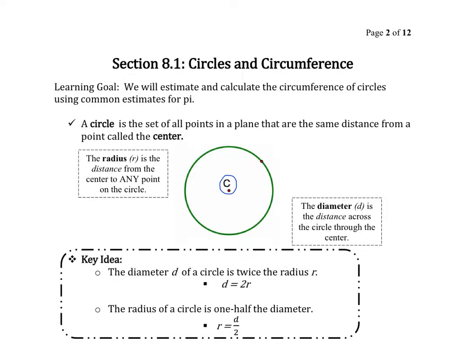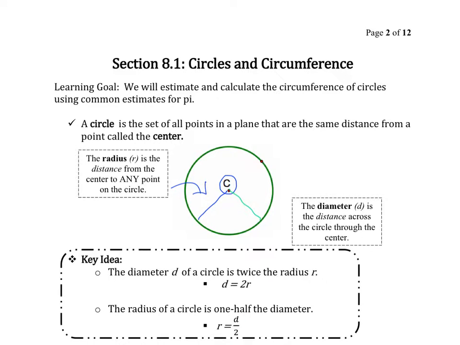Now, the radius is the distance from any point on the circle. So if I were to draw in a line from the outside of my circle to my center point, this could be a radius. I could also have a radius somewhere else on the circle as long as it's going from my middle point to the end of my circle. Ignore the fact that it's a bit squiggly.